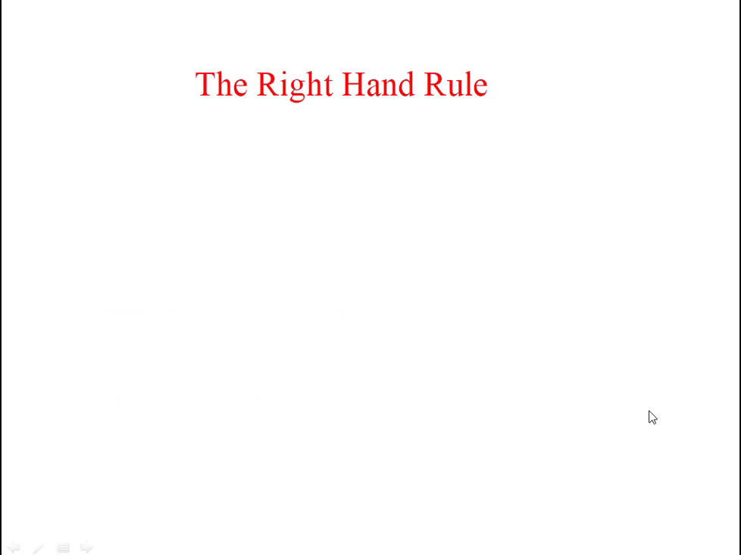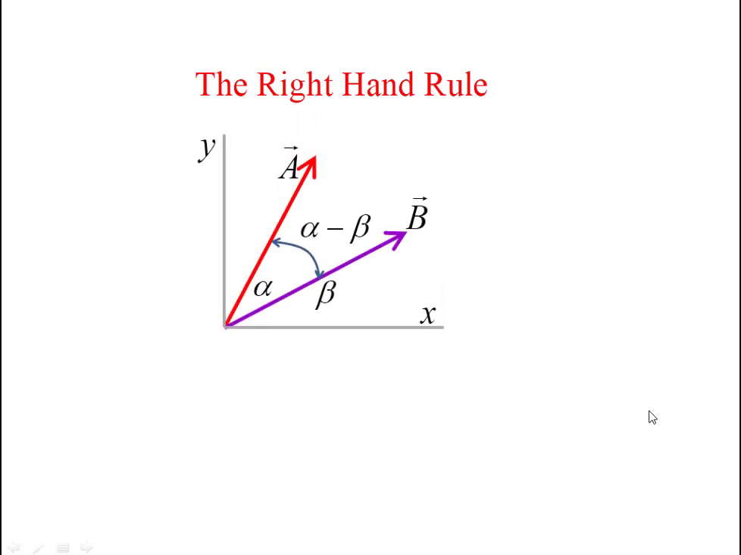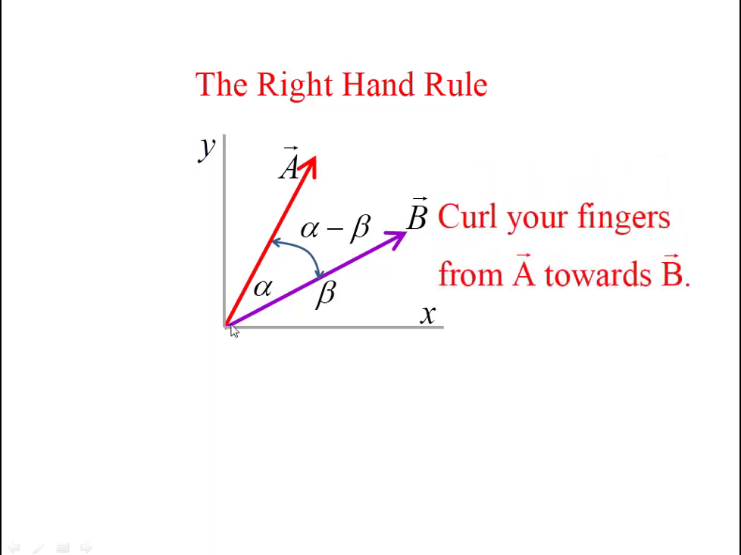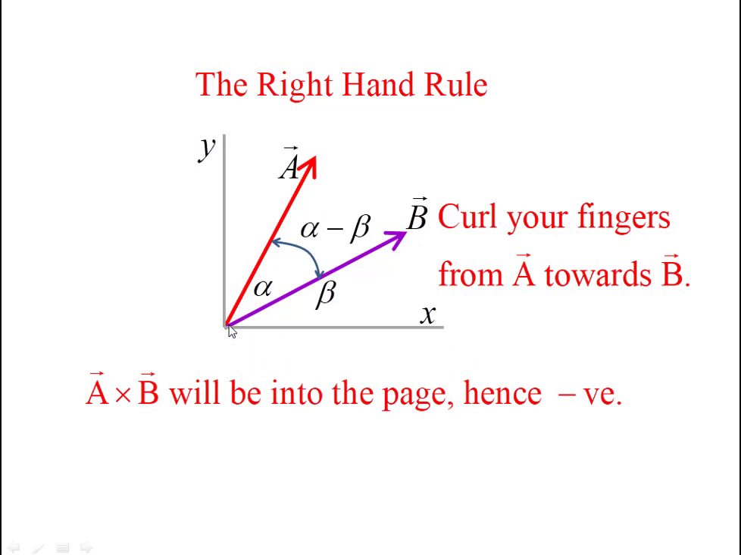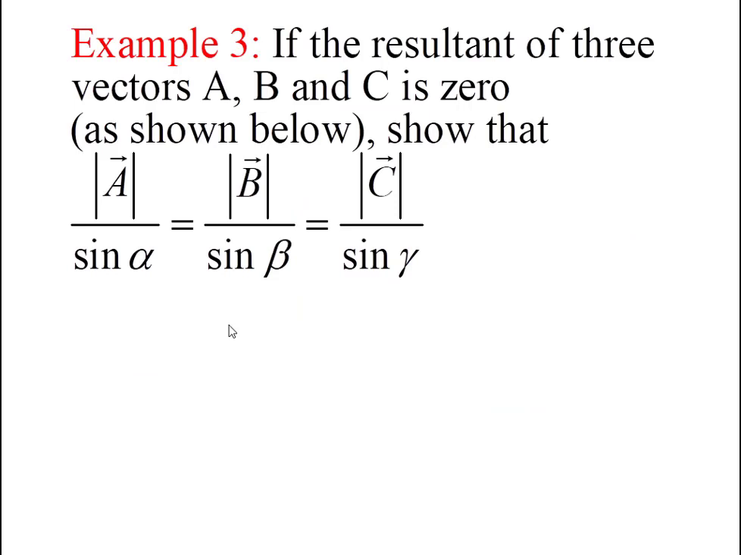And as I promised, using the right-hand rule, if you curl your fingers from A towards B, your thumb points into the plane of the screen that you are watching now. So it means that the z-axis is from this origin towards us, and the negative z direction is from that origin into the page. By curling your fingers from A towards B, your thumb will point into the page, so that is in the negative z direction. So a cross b will be into the page and hence negative, and that's why I have used the negative in the proof.